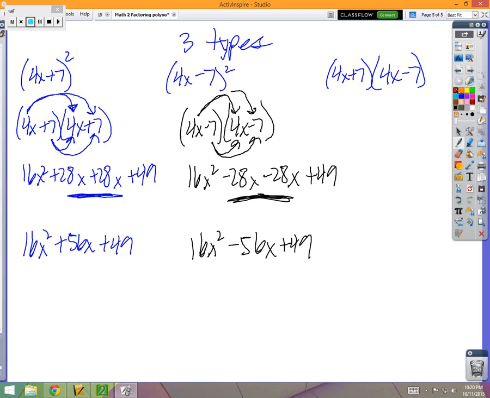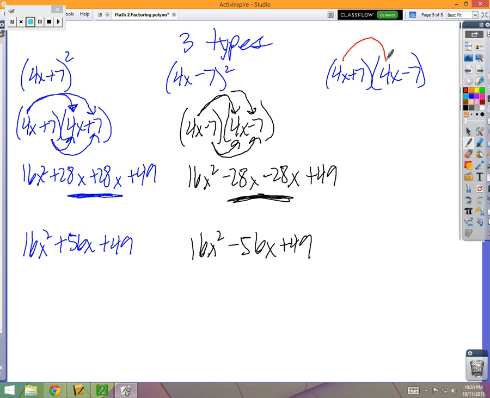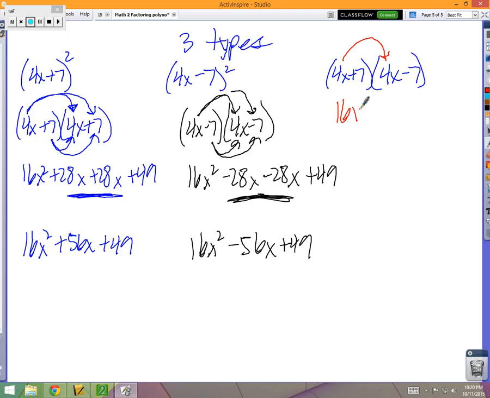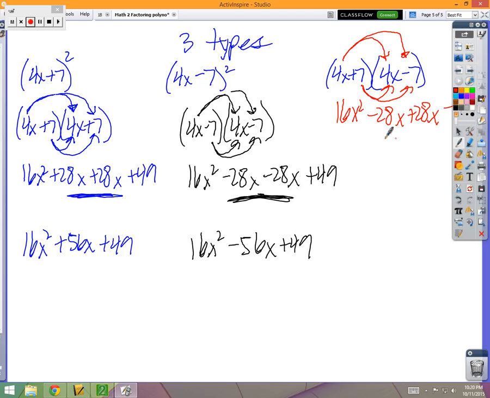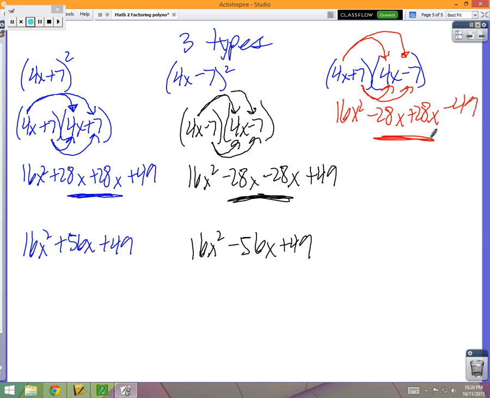Okay, now the last one, if you have one of each, 4x times 4x is going to be 16x squared. Then 4x times a minus 7 is a minus 28x. And then 7 times 4x is a plus 28x. Then a 7 times a minus 7 is a minus 49. Okay, now this time, your like terms, when you add them up, they're opposites. One's negative, one's positive, so you get 0. They zero each other out. So your answer is just 16x squared minus 49.